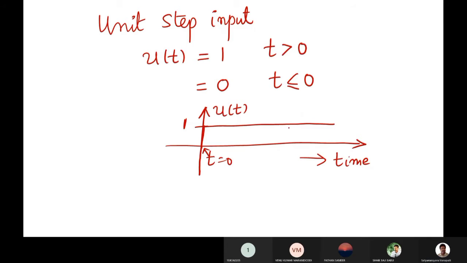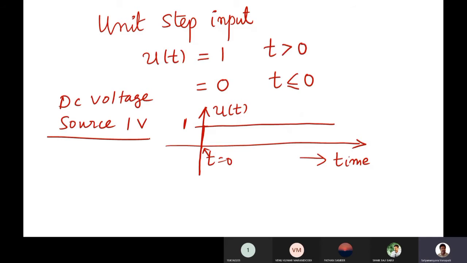So, the unit step function will have a constant magnitude with respect to time for t greater than 0. An example of a unit step input is that it can be approximated in electrical engineering with the help of a DC voltage source whose magnitude is equal to 1 volt. You know that a DC voltage will have a constant magnitude throughout the time, from the moment the switch is on. So if the switch is on at t equal to 0, then its magnitude is equal to 1 as long as the switch is in the on state.